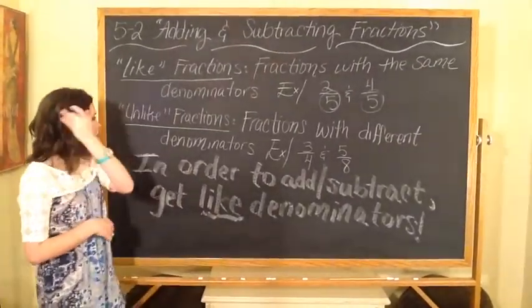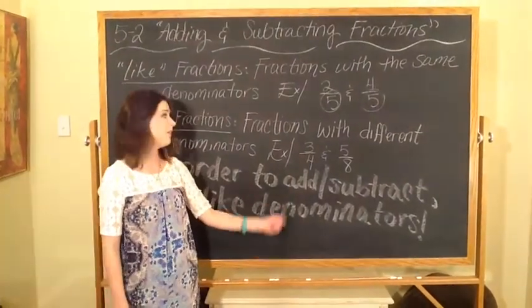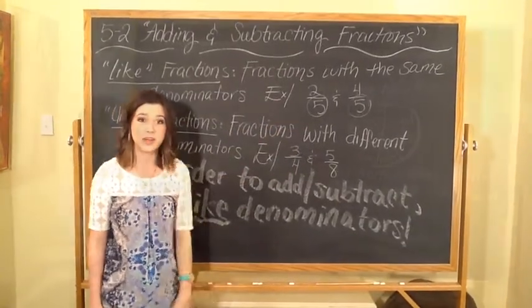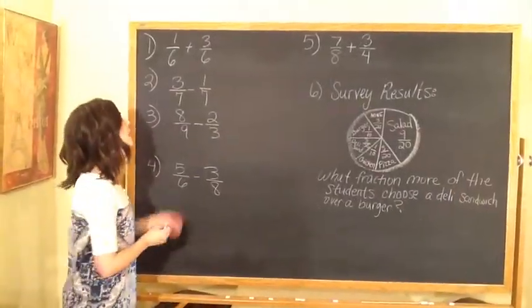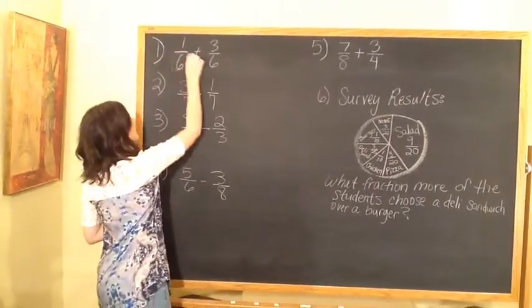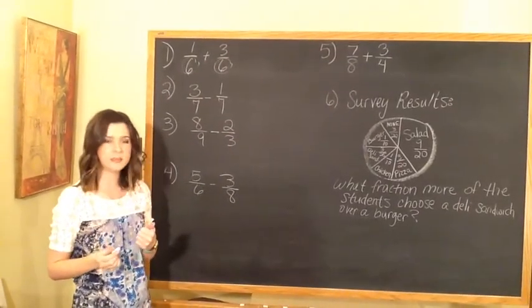Alright, so basically, in order to add and subtract, you need to get like denominators. So if they aren't like denominators, you need to make them like denominators. Alright, so let's go ahead and look at example number 1. We have 1/6 plus 3/6. Good thing I noticed that the denominators are the same. So we don't have to do anything except for add and simplify.